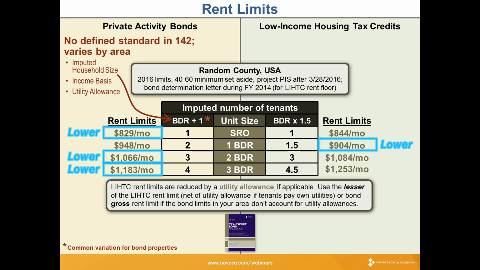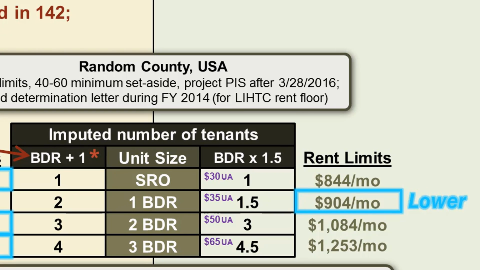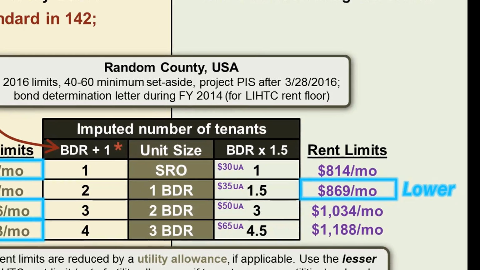So let's assume that the bonds in this area, their regulatory agreement doesn't account for utility allowances. So in that case, with your LIHTC limits, net of reduction of utility allowance, and bonds, it would just be gross. So if we have a utility allowance of $30, $35, $50, and $65, then we subtract 30 from 844, 35 from 904, 50 from 1,084, 65 from 1,253, and now all of a sudden it's even lower.